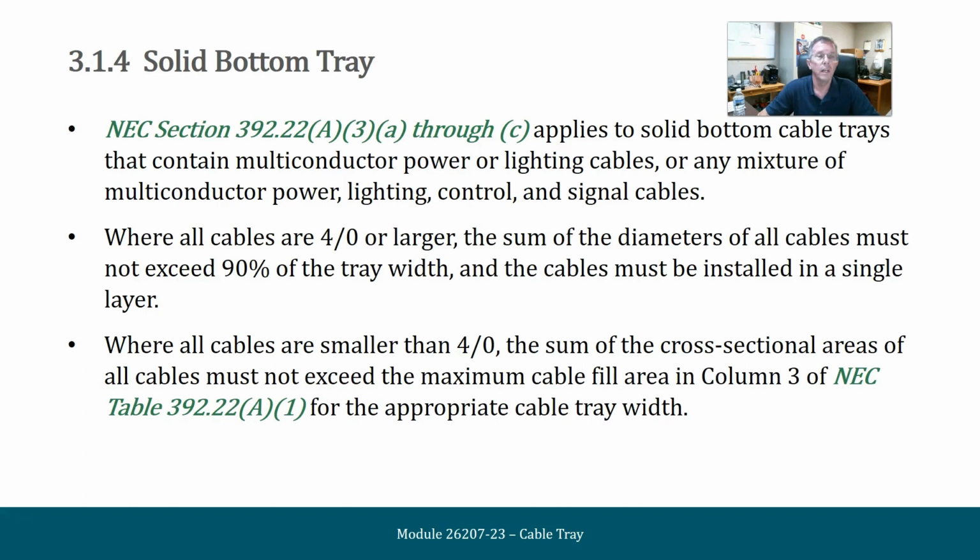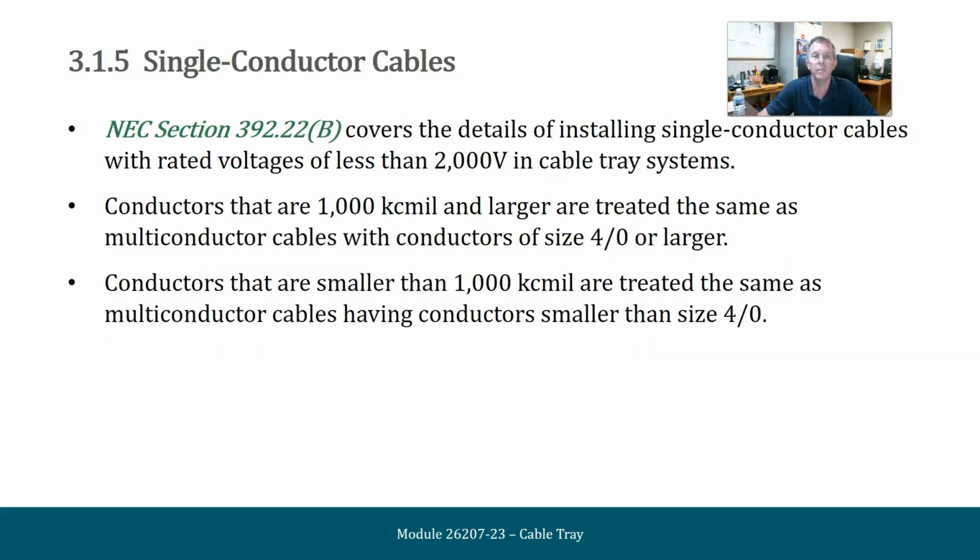Solid bottom tray. NEC Section 392.22(A)(3)(a) through (c) applies to solid bottom cable trays that contain multi-conductor power or lighting cables or any mixture of multi-conductor power, lighting, control, and signal cables. Where all cables are 4/0 or larger, the sum of the diameters of all cables must not exceed 90% of the tray width, and the cables must be installed in a single layer. Where all cables are smaller than 4/0, the sum of the cross-sectional areas of all cables must not exceed the maximum cable fill area in column 3 of NEC Table 392.22(A)(1) for the appropriate cable tray width.